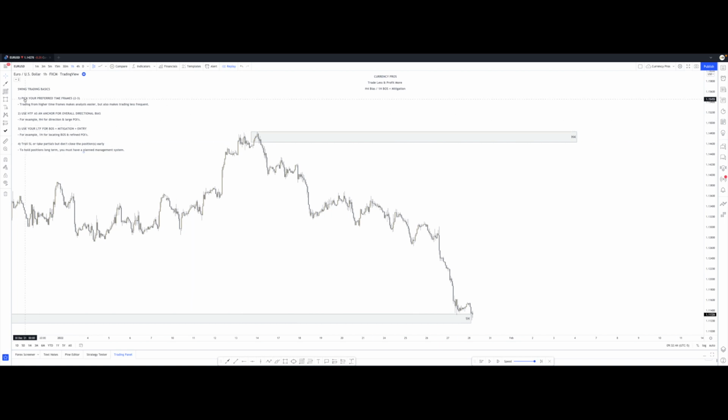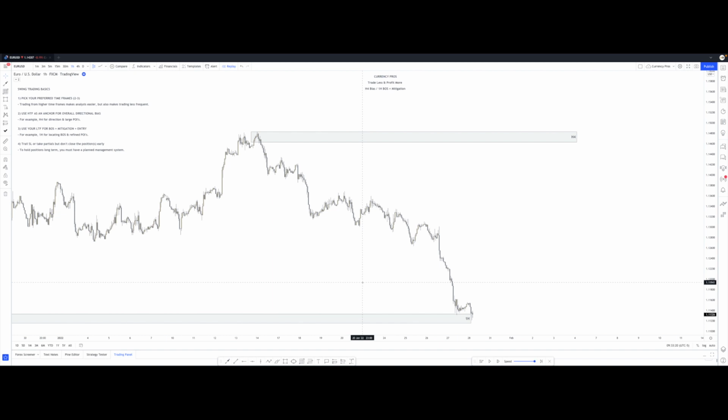Okay, so like I said, pick your preferred time frames, 2 to 3. So trading from higher time frames makes analysis easier, but it also makes trading less frequent. So what do I mean by that? Well, the higher time frame you go, yes, it holds more weight. The analysis is more likely to be correct rather than lower time frames where there's a lot of price action going on, and it can be hard to decipher what's more important, what's going to hold weight on the lower time frames if you're not that experienced or comfortable with those lower time frames.